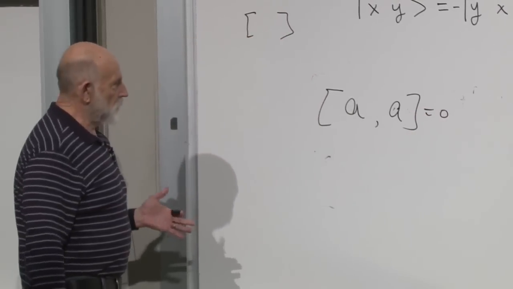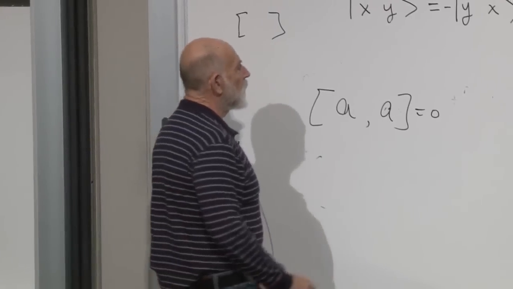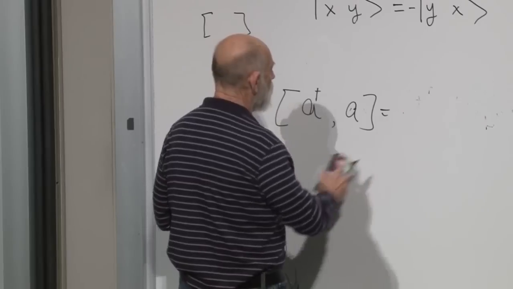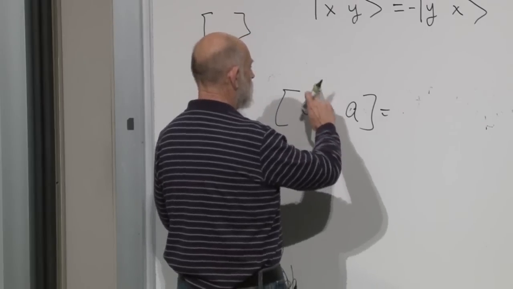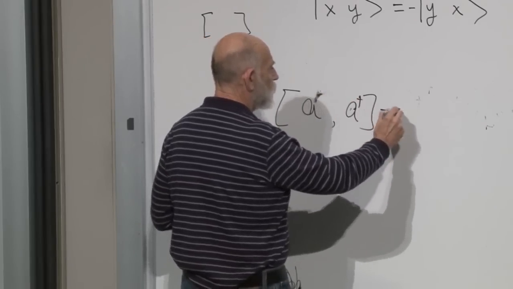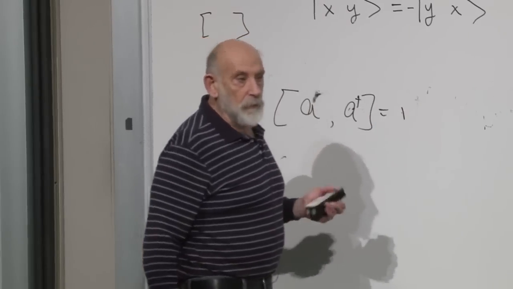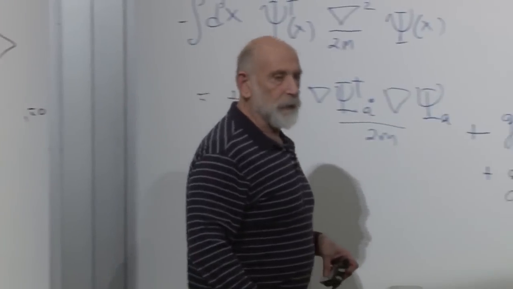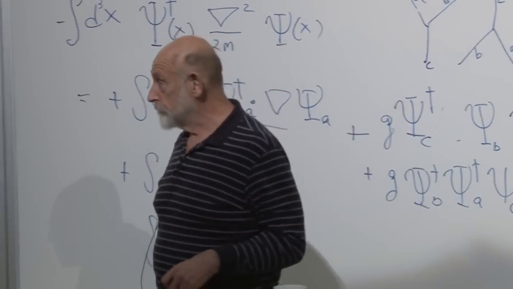These things commute. No, I'm sorry. I wanted to take psi dagger equals 1. Here we are. This way. Equals 1. That's a harmonic oscillator. Or it could just be a creation and annihilation operator for a boson. Okay?